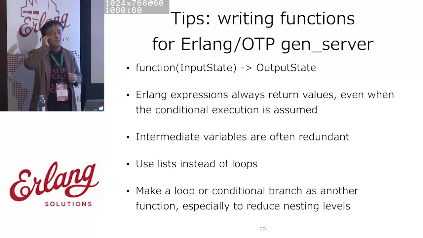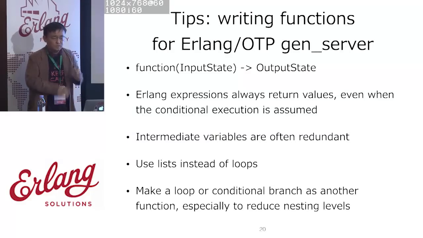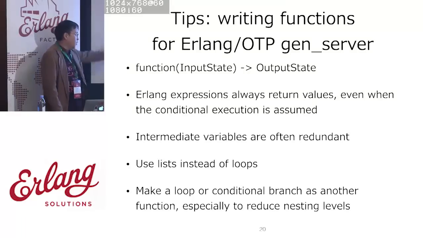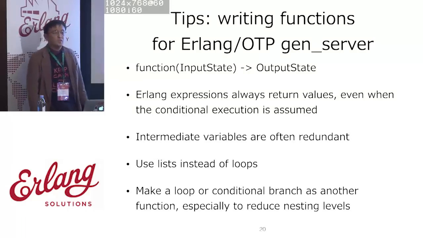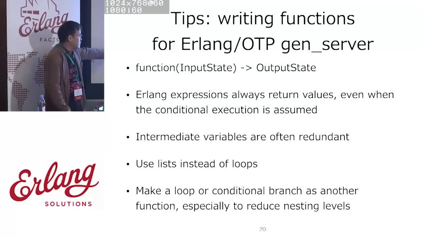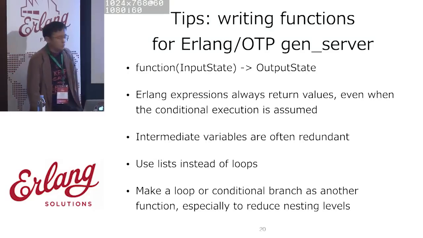I have to confess that I'm a procedural-thinking programmer, so I often use intermediate variables. But sometimes you can just eliminate variables that are only used once. And always try to use lists instead of loops, especially when the number of loops is small, because it's more efficient. And you can make a loop or conditional branch into another function, especially to reduce nesting levels.